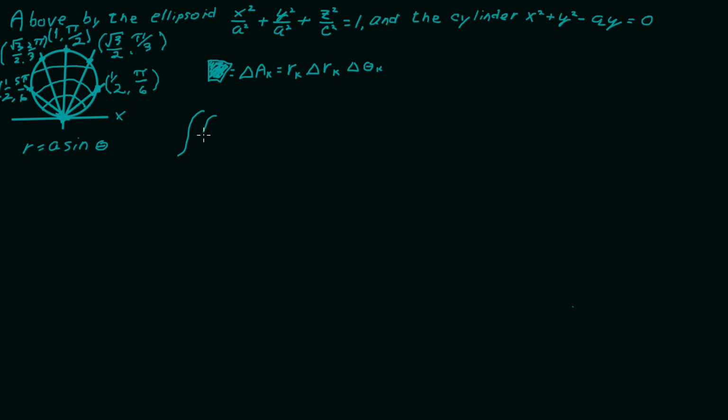As the number of k polar rectangles goes to infinity, the sum of these will become the double integral, where theta varies from 0 to pi, and r will vary from 0 to r that makes up this circle here, which is a sine theta. So it'll go from 0 to a sine theta.